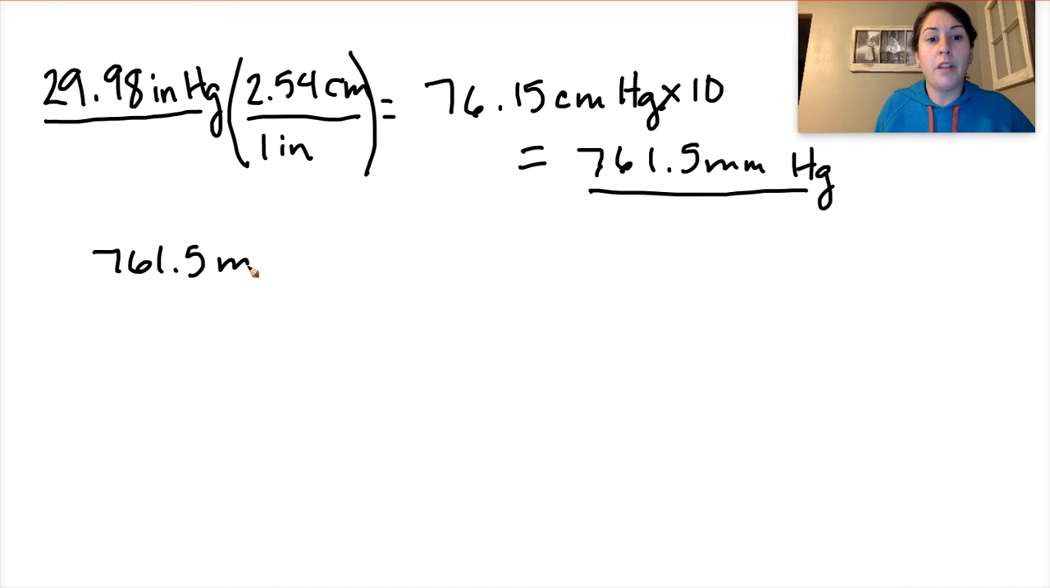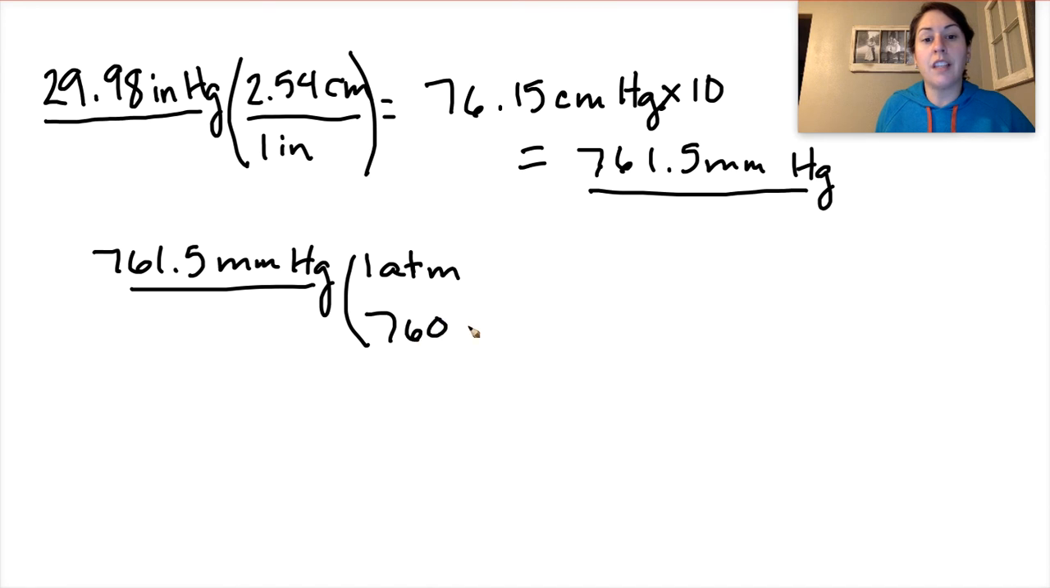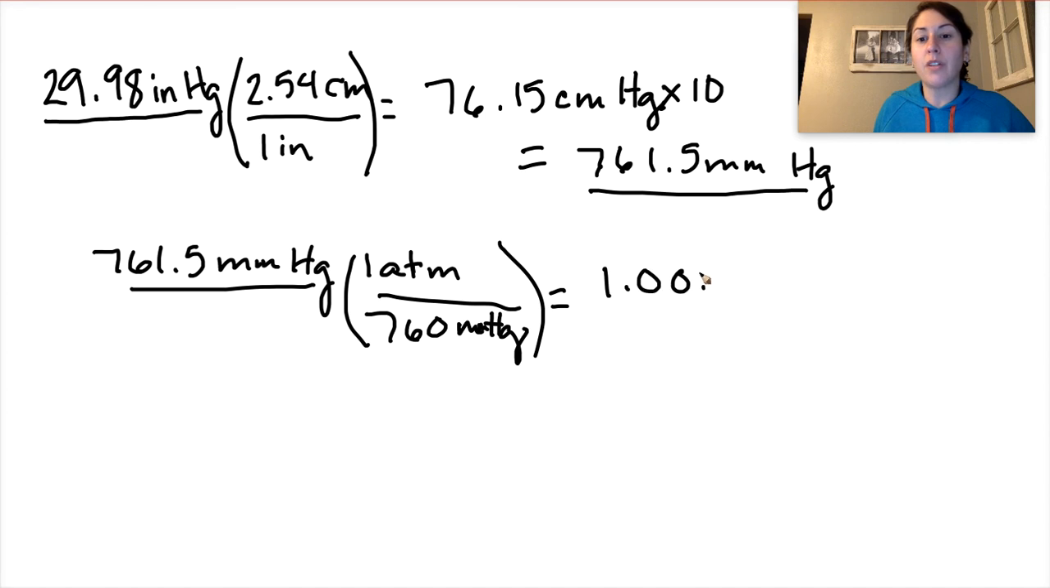So if I take my 761.5 millimeters of mercury, okay, and I want to know how many atmospheres I have. For every one atmosphere, we said that was equal to 760 millimeters of mercury. Okay, so mm of Hg. Here we go. It's a little sloppy looking, but that's okay. And so that ends up being 1.002 atmospheres.